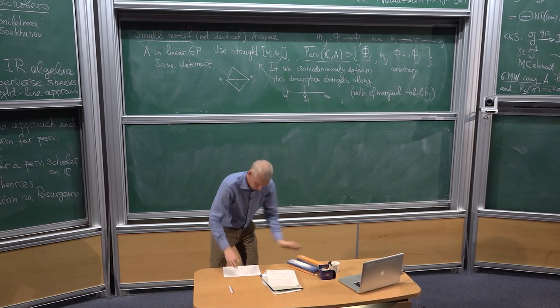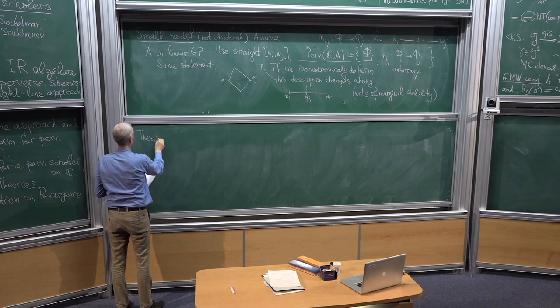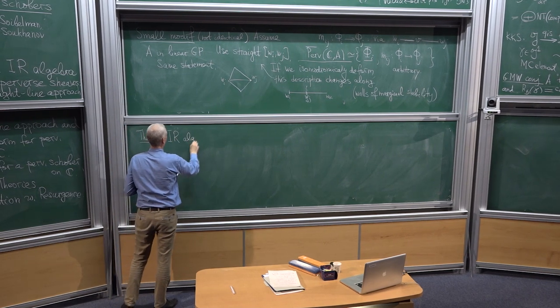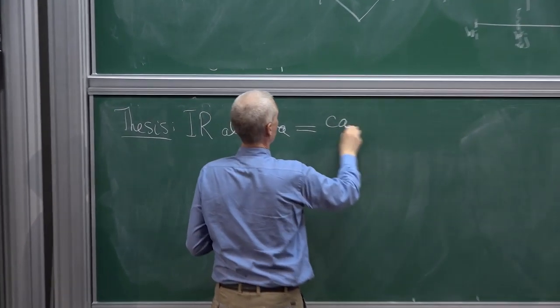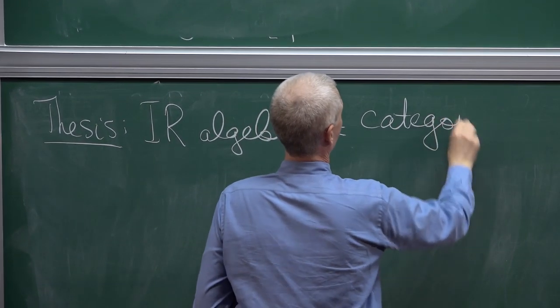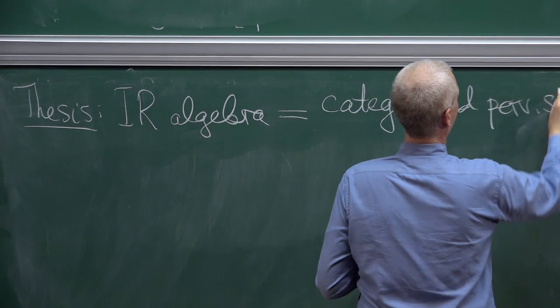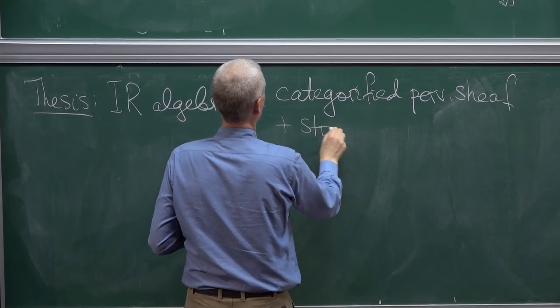So let me write this thesis. That IR algebra equals categorified perverse sheaf plus straight line approach.